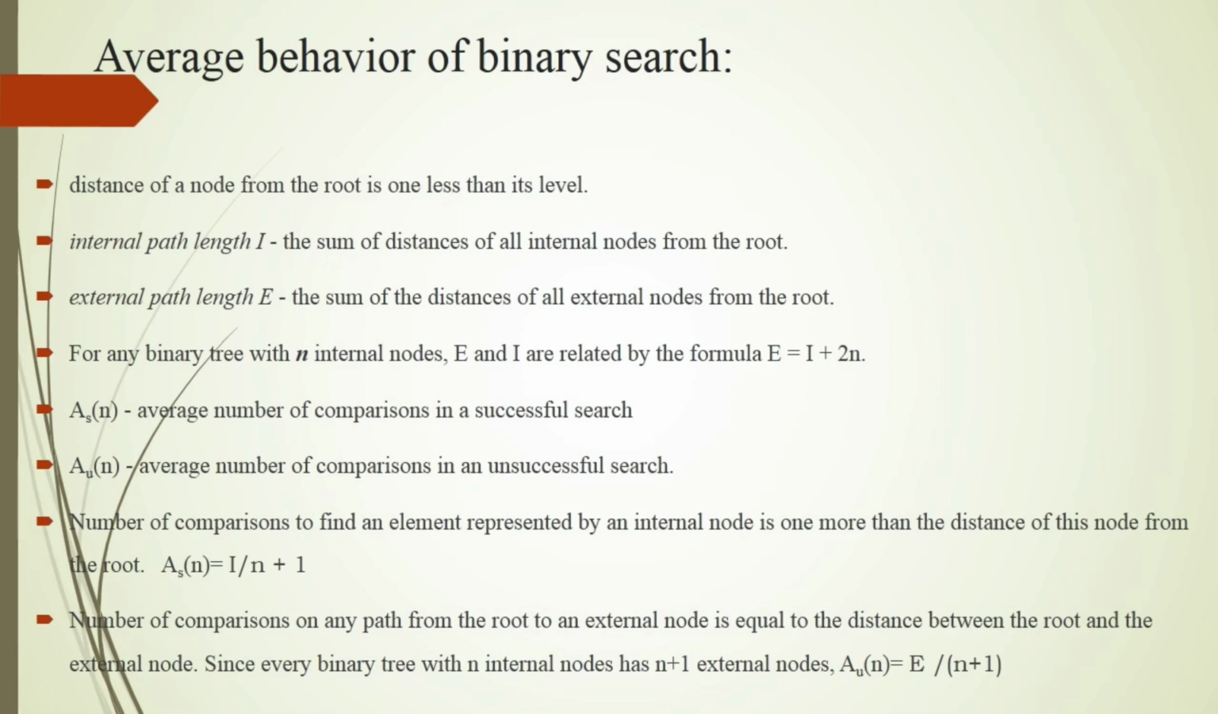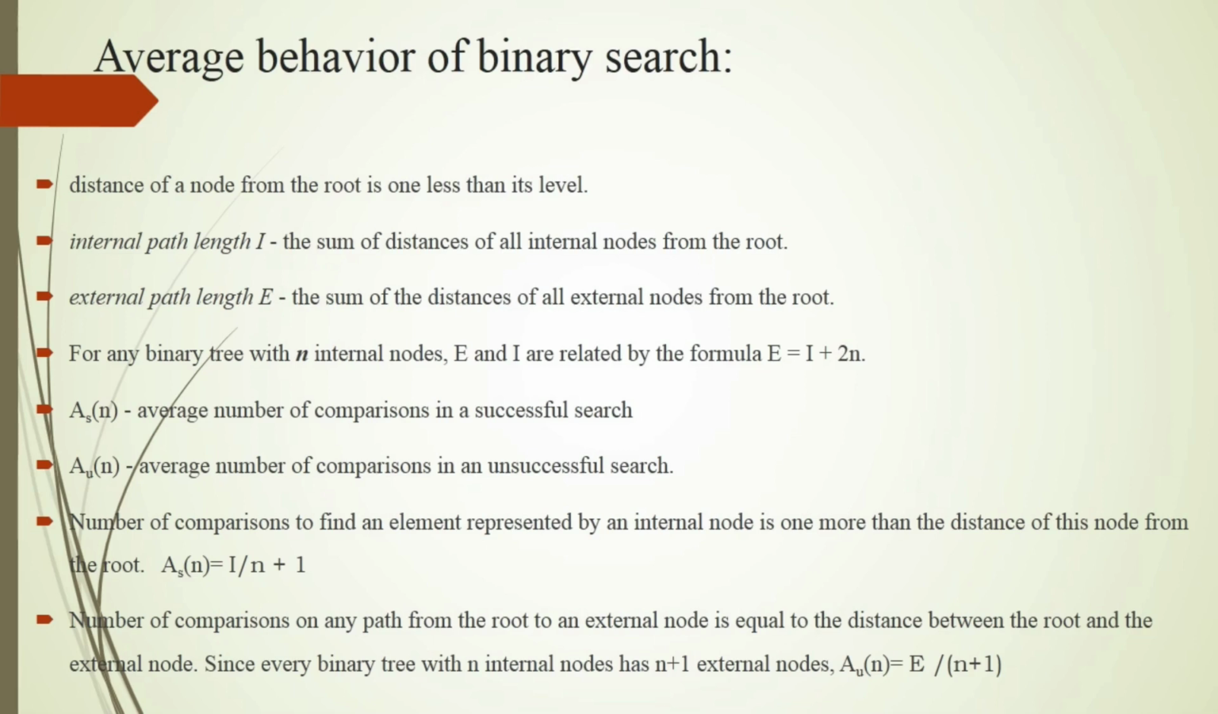Consider the binary decision tree for considering the average behavior of a binary search function. The distance of a node from the root is always 1 less than its level. Internal path length, represented as I, is the sum of distances of all the internal nodes from the root, and external path length E is the sum of the distances of all external nodes from the root.